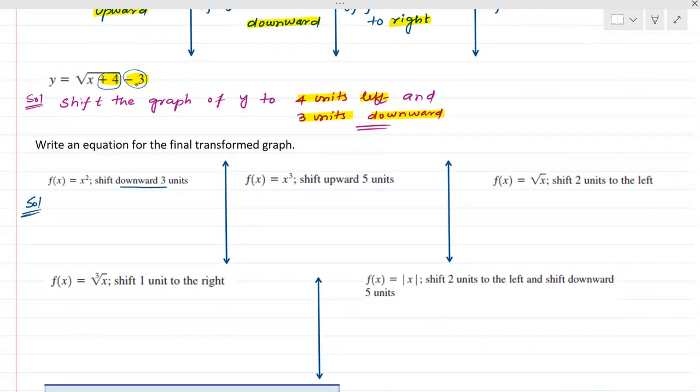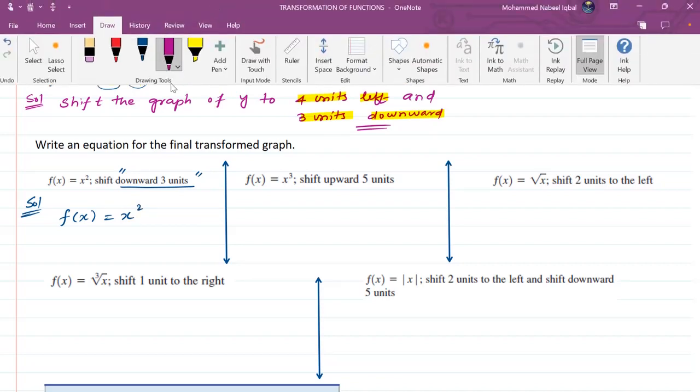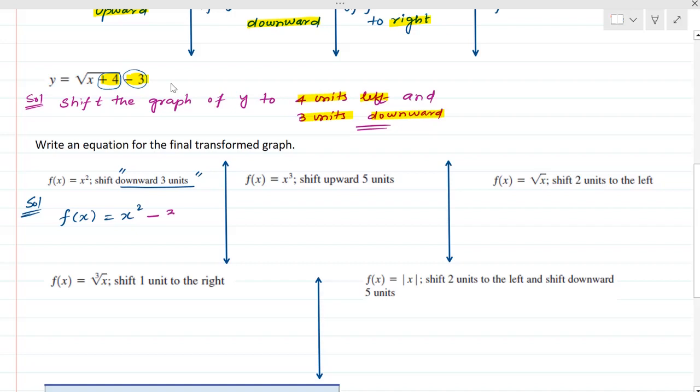This is downward. What do you mean by downward? Downward means outside the function. So f of x equals x square. Therefore, you will have to write it minus 3. This is the downward. That's it.